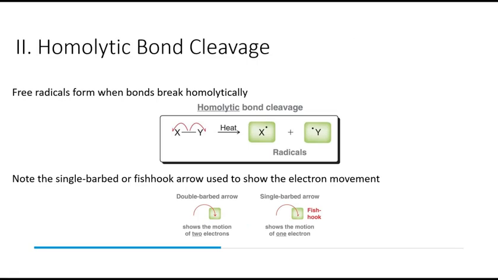2. Homolytic bond cleavage. Free radicals form when a bond breaks homolytically. Homolytic bond cleavage means that the bond between X and Y breaks evenly, giving 1 electron to X and 1 electron to Y, forming the radicals. Note again the single barbed or fishhook arrow is used to show that electron movement. We have used a full arrowhead to show 2 electrons moving, and now we're going to use a fishhook arrow to indicate 1 electron is moving.